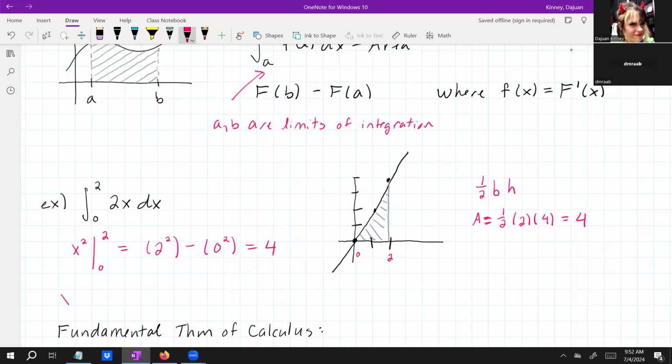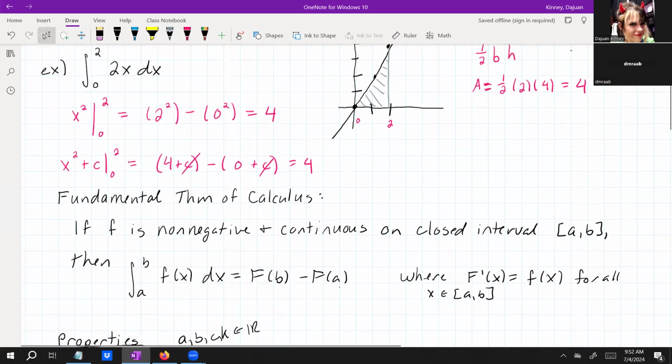The reason we don't use the plus c, say we did, what do we get? 2 squared is 4 plus c minus 0 plus c. Oh, hey, they cancel off. So the extra constant really doesn't matter for our sakes here because it's going to cancel itself off. So we don't need to worry about it.